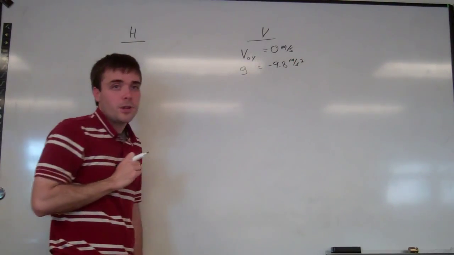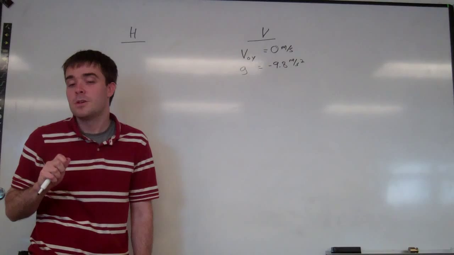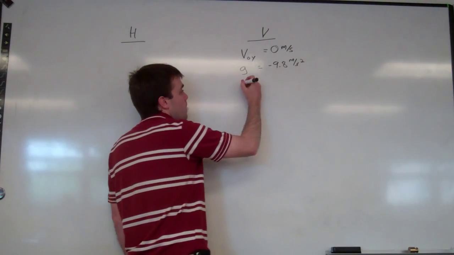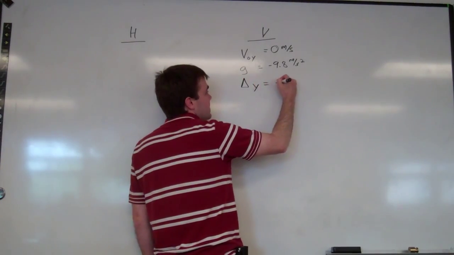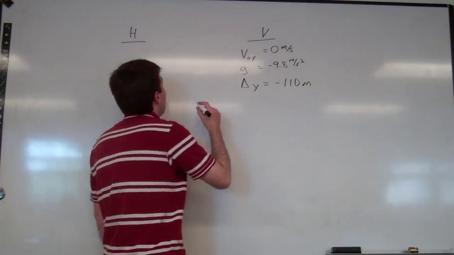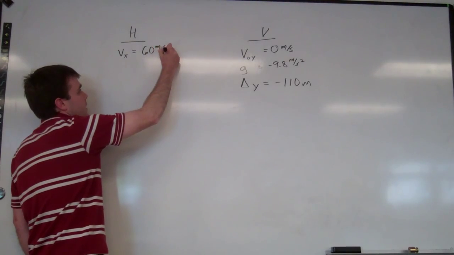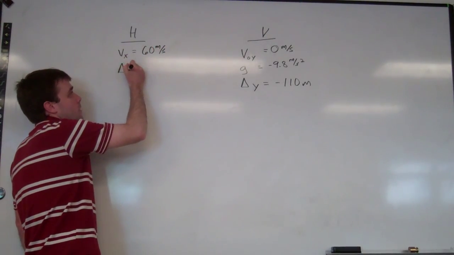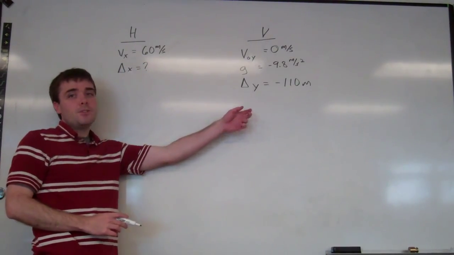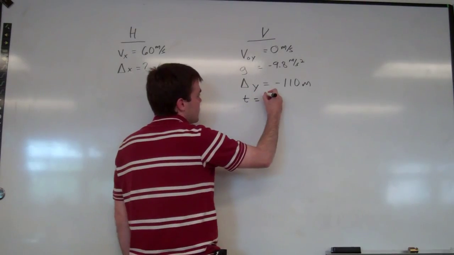Do you know anything else in the vertical direction at all? We know delta y. Delta y is negative 110 meters since it's falling that far. V0x, or Vx, is 60 meters per second. We just call it Vx because it stays the same throughout. We're looking for delta x. So we're going to find time here and then use that time in the horizontal part.